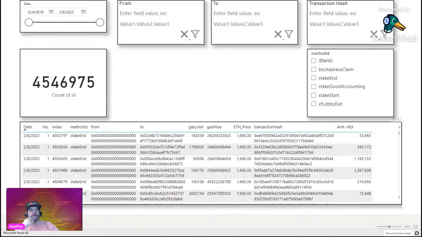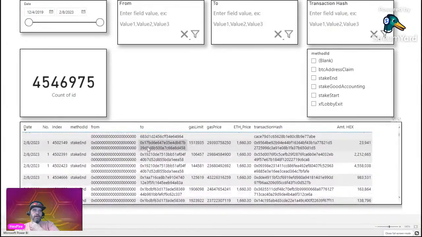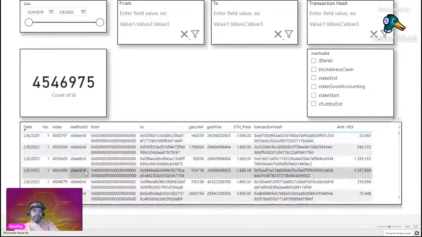This one's pretty cool because it's updating now on an hourly basis. So you can see today is the 8th. You can see at the top here, these are transactions. This is kind of raw data, so it's not quite ready for anything else. But these are transactions that are taking place today, and what they were. And so you see a lot of stake ends taking place. We actually have the timestamp. It's not just the date.